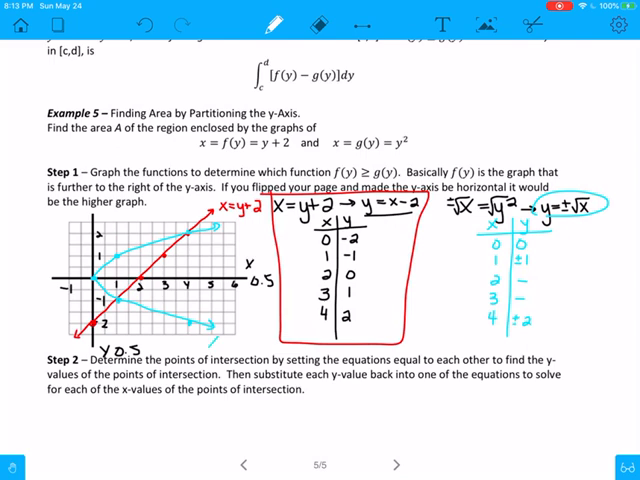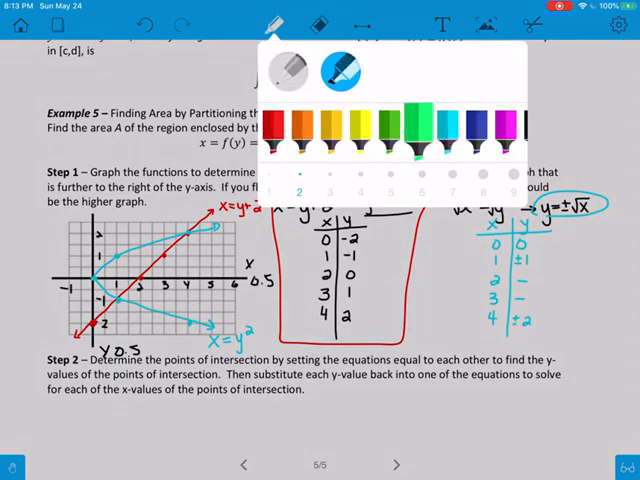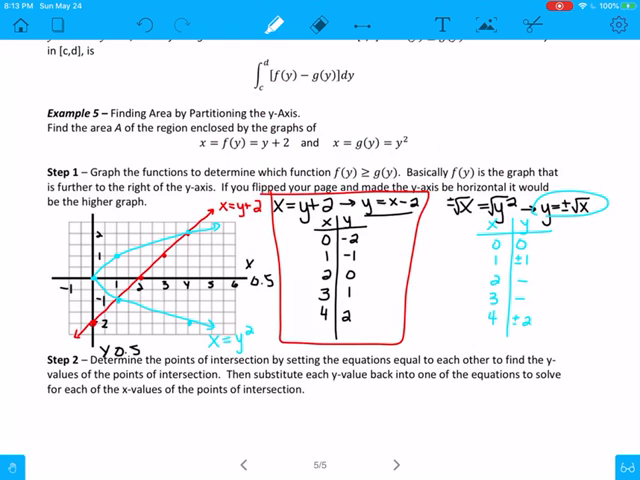So this is x equals y squared. And I want the region that's bounded between the two. I didn't give the y values where it's bounded, so I'm going to have to find those.